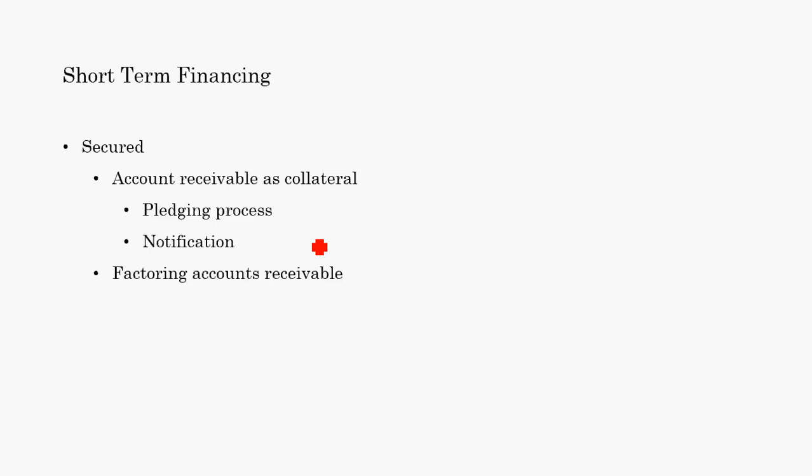The second form of secured short-term financing is factoring your accounts receivable. Factoring generally means selling your accounts receivable at a discount to another company. For example, a company has an account receivable of 100 and it wishes to sell this account receivable to another company for 90. Okay, this process is called factoring. The company which is buying the accounts receivable at a discount is called the factor. The advantage for the factor is that now it is paying 90 rupees to the company and buying the account receivable.